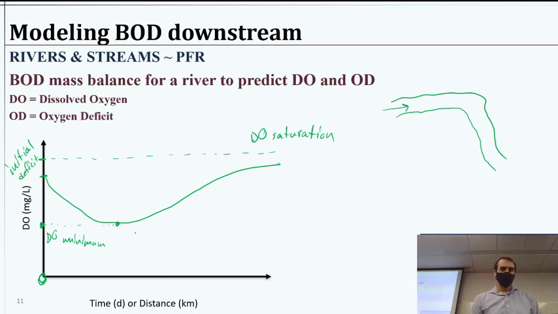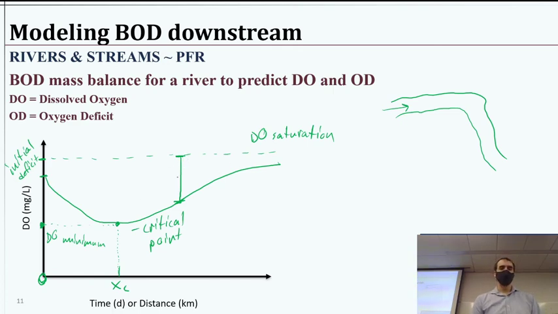So this here, we can call the critical point, the time or distance at which this crosses. We'll define that as our critical point, and we can call that X critical, Xc. So our critical X value there is what we're referring to. At any given point along the way, we could measure our current deficit, which is the difference between our saturation value and our current dissolved oxygen value.